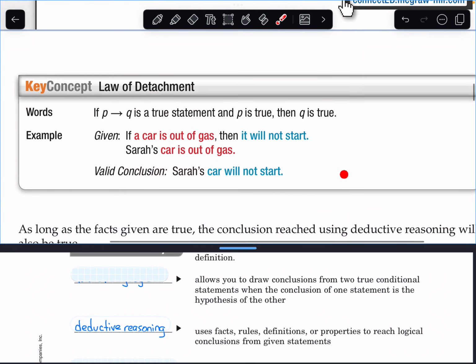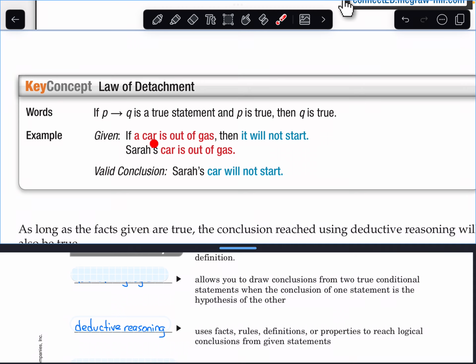And here it is. Law of detachment, this is read as if P then Q, but I don't want to say if twice. So let's say if P implies Q is a true statement, and P is a true statement, then Q is true by itself. This is the detachment part. Take a look at the example.